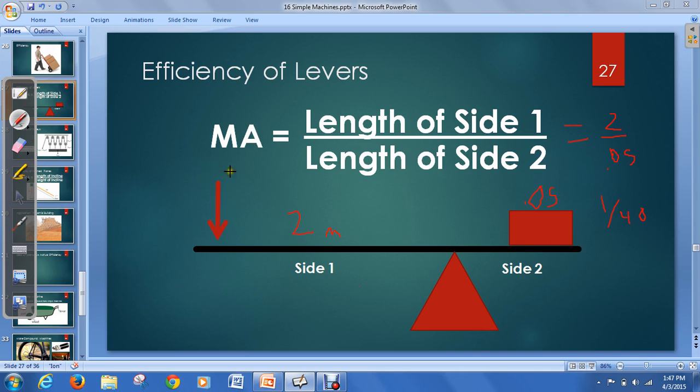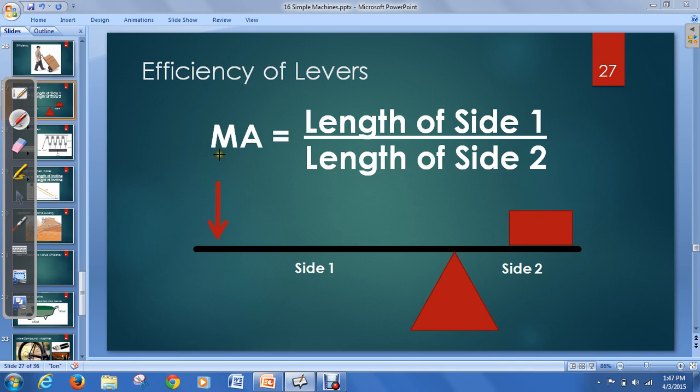Your mechanical advantage, you want to be as high as possible because that means you have to use a lot less force. And so that's why simple machines are so useful, because they decrease the amount of force you have to use. But again, what's the trade-off? You have to use more distance, right? You have to move the crowbar a lot farther compared to not using the crowbar.